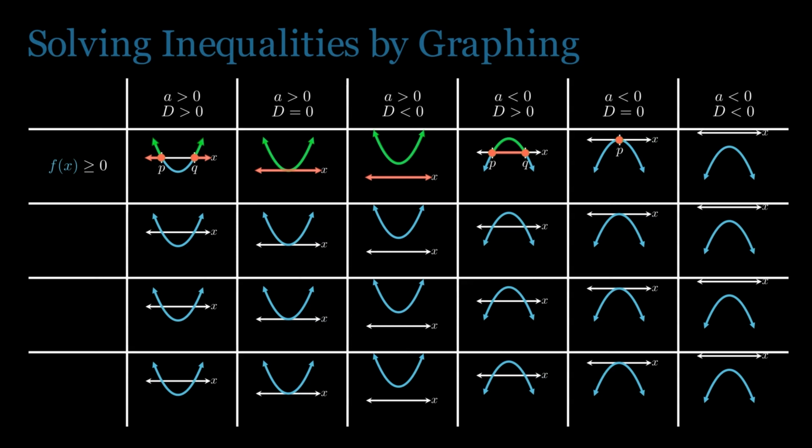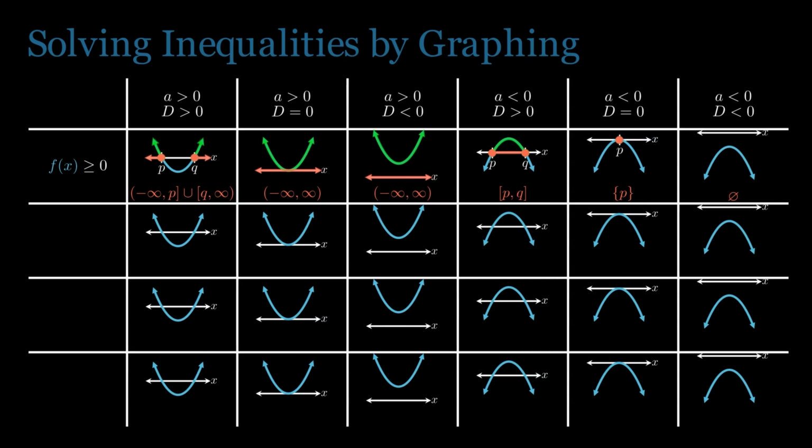Finally, we write our solution sets for each case in interval notation. In case 1, we have the union of two disjoint intervals with the endpoints included. In cases 2 and 3, we have all real numbers. In case 4, we have just one interval in the middle with the endpoints included. In case 5, there is only one point in the solution set. And case 6 has no solutions at all, so we denote it as the empty set.